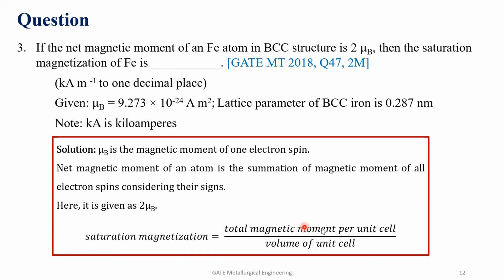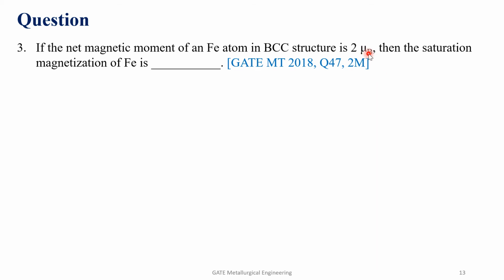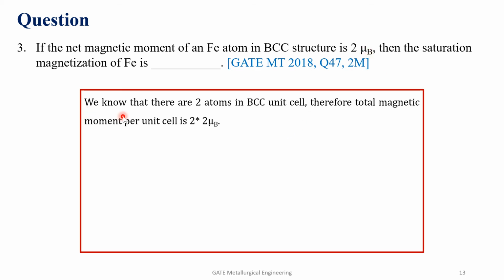Therefore, the total magnetic moment per unit cell will be 2 times 2 μB. We know there are 2 atoms in a BCC unit cell. Therefore, the total magnetic moment per unit cell is 2 times 2 μB. And the lattice parameter was given to us, so the volume of the unit cell is given by a cube, that is equal to 0.287 nanometer the whole cube.